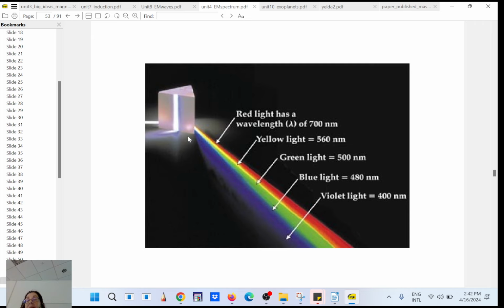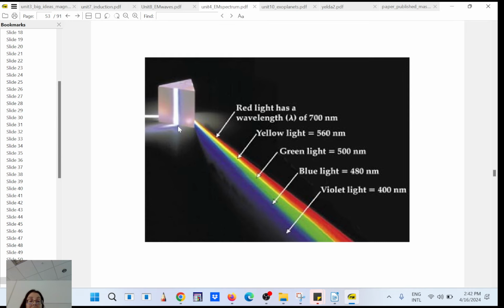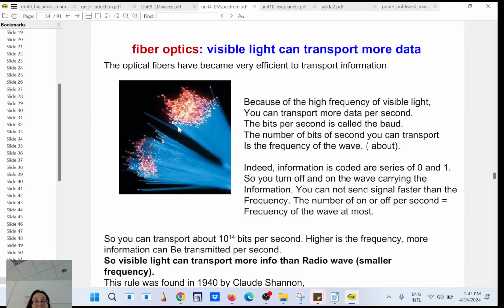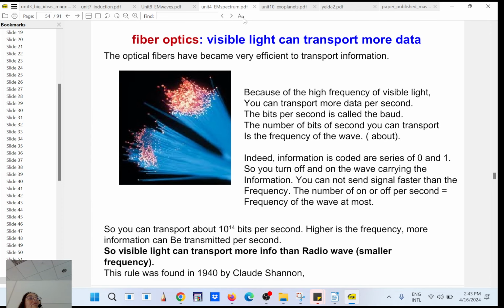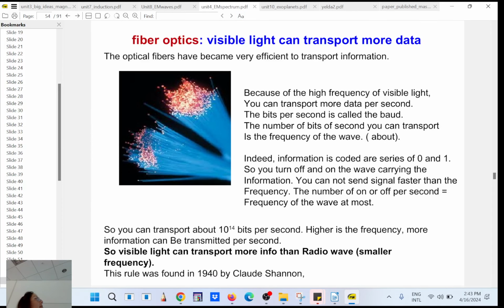Okay, so interestingly, blue will bend more than red. That's how you get a rainbow. Okay, it has to do with the speed of light being smaller for blue than for red in glass. Right. Okay, another application here is fiber optics.